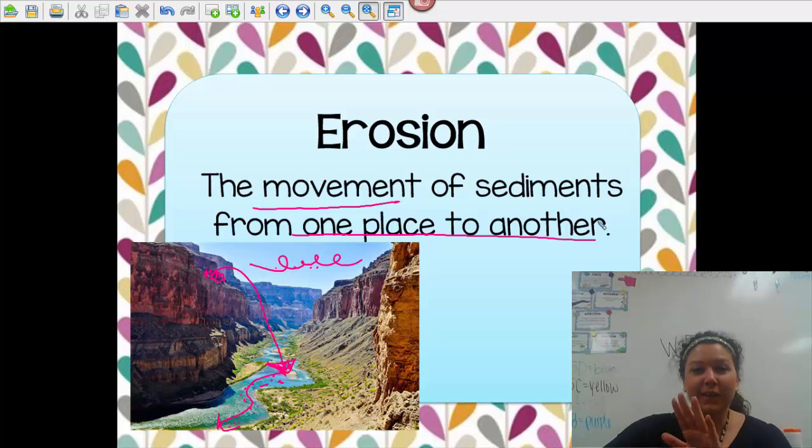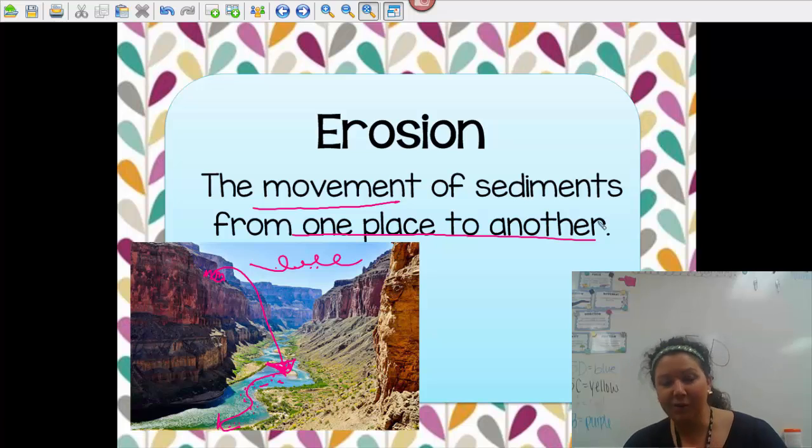Move it, move it, move it. Mirror off. Okay? So erosion is when the sediment is moving, move it, move it, move it. Okay? So weathering, break it down, break it down. Erosion, move it, move it, move it.